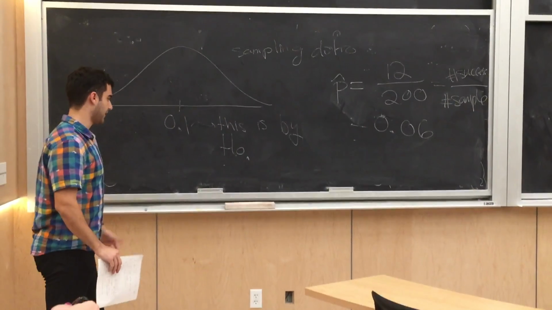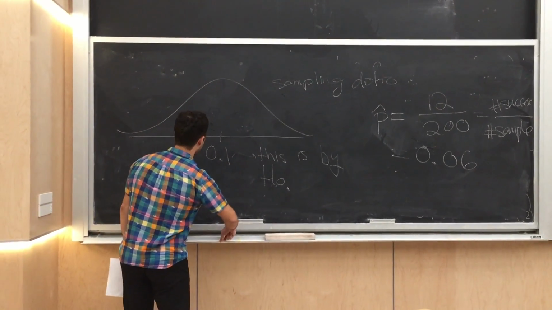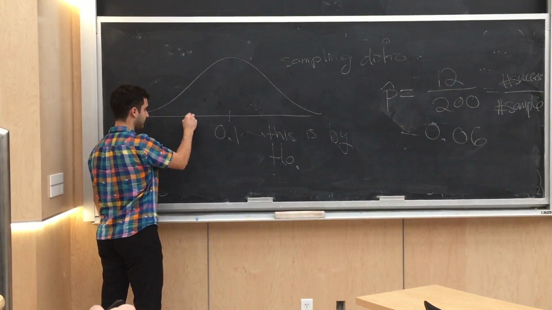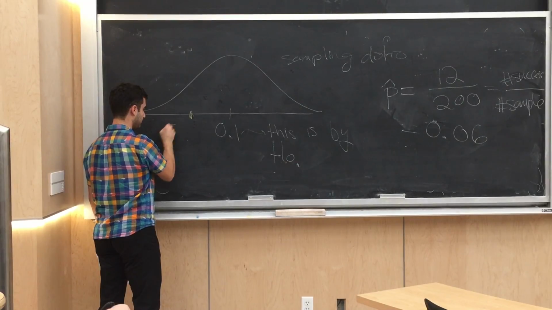So our p hat is 0.06. So that's going to land right over here to the left of 0.1.